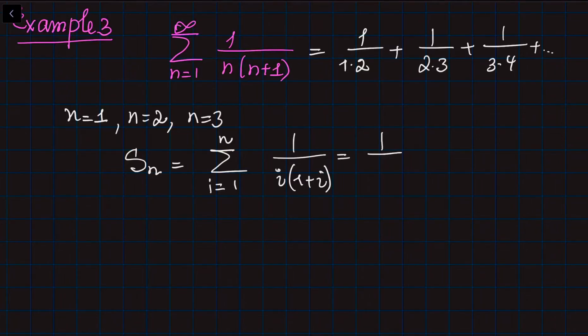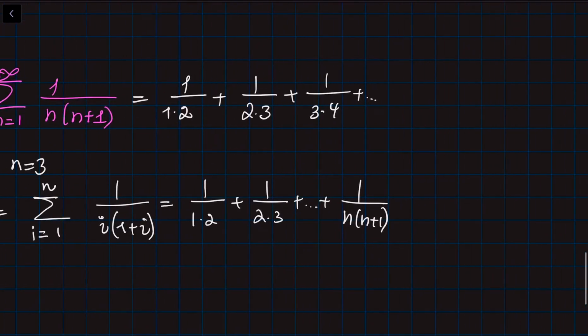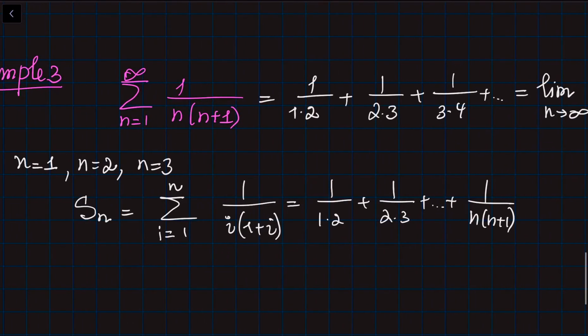It's going to be 1 divided by 1 times 2, plus 1 divided by 2 times 3, plus, and so on, until 1 divided by n times (n plus 1). Right? So if I would like to find the sum of the series, I just need to find the limit of the partial sum when n goes to infinity. So I'm going to simplify the partial sum.